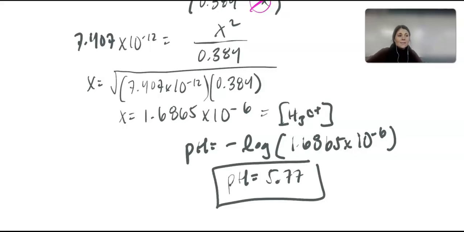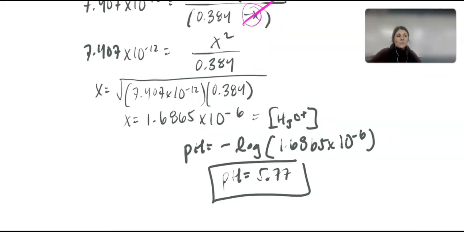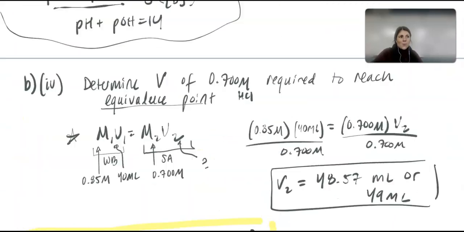Now this should make sense that the pH is 5.77 just because we're talking about a weak acid. It should be something that's less than 7, and we were able to achieve that. And it makes sense that this would be the thing that remains, and this, in this case, would be our equivalence point, okay?